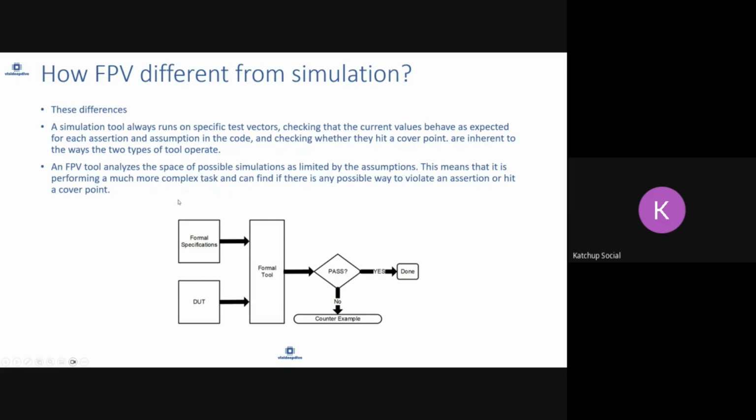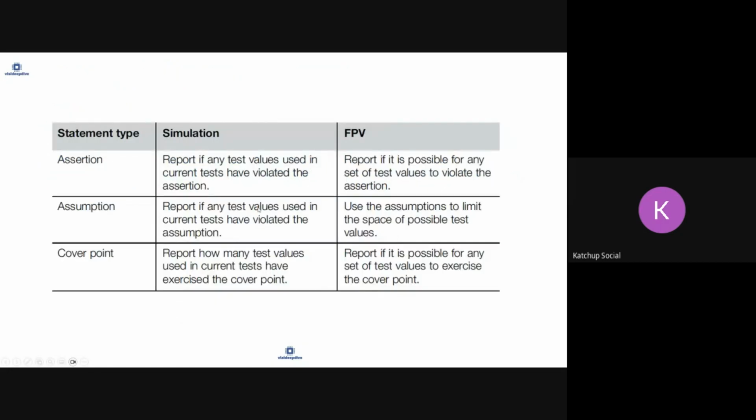So it is able to do much more complex tasks, plus it is able to do much more coverage and verify certain parts of the design. If it finds that there are certain parts of the design where it actually failed, it will also usually provide a counter example.